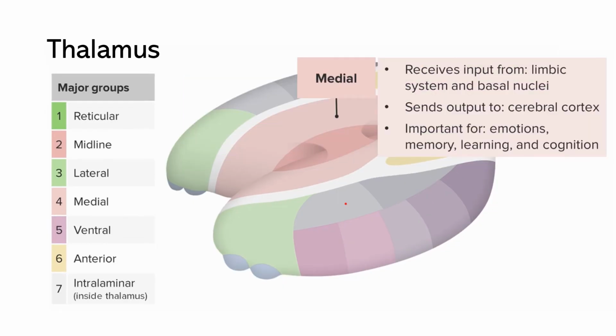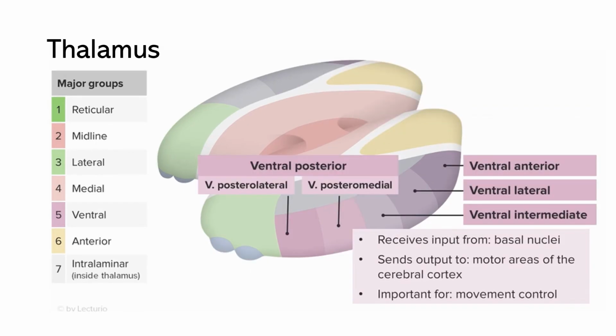Now we have the medial nuclei. The medial nuclei receive input from the limbic system and the basal nuclei, and then send output to the cerebral cortex. Along with this, let's talk about the intralaminar nuclei. That's actually number 7, but let's talk about it now. These are inside of the thalamus, and they are involved in a wide variety of cognitive functions and work with the medial nuclei in areas such as memory processing, attention, learning, cognition, and orienting, as well as reward-based behaviors.